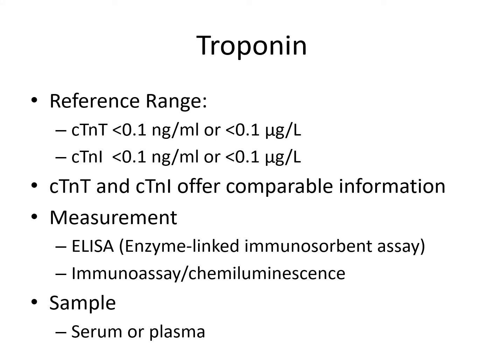All right, so reference ranges. For troponin T, it should be less than 0.1 nanograms per mil. It's similar if you're using micrograms per liter. It's less than 0.1. Troponin I it really should be 0.1 to 3.1, not less than 0.1. I'm not sure why I have this here, maybe a cut and paste error. So go ahead and make sure you make that correction. 0.1 to 3.1.